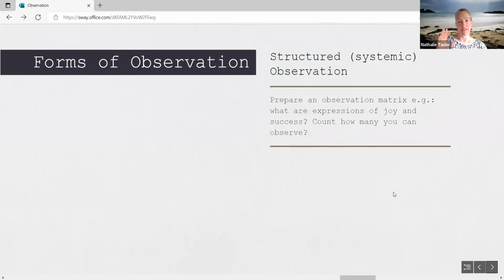There is also a different way of thinking about observations, and this is about thinking about observations in a structured or systematic way. In this way, you prepare an observation. So you go into a situation and you have certain expectations of the situation. This is a little exercise we're going to do next.